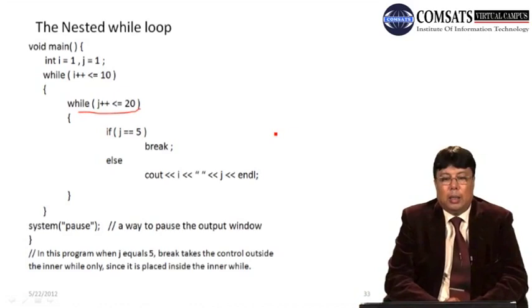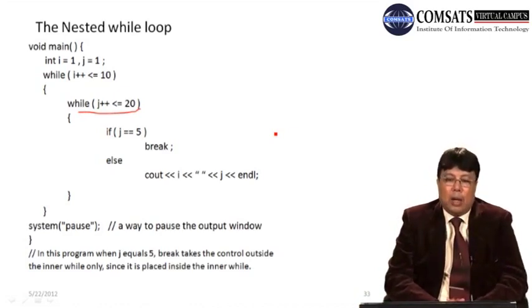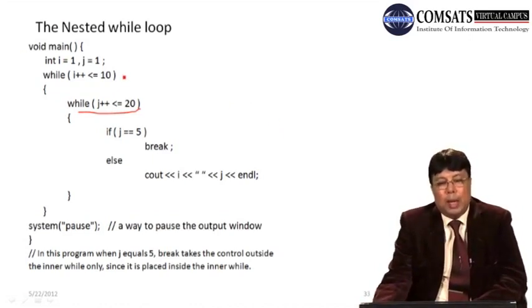System pause. Please run this program again in the environment and try to find out what the output is. It will pick a value of i from here. Initially the value of i is equal to 1. The first time it will execute for i equal to 1, and j will run from 1 to 20.